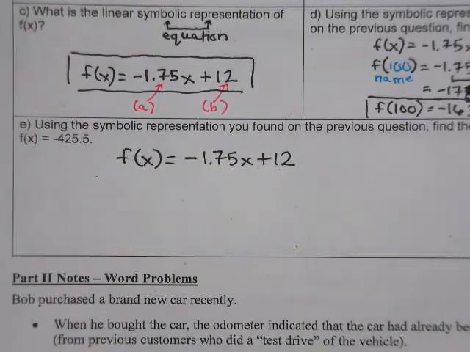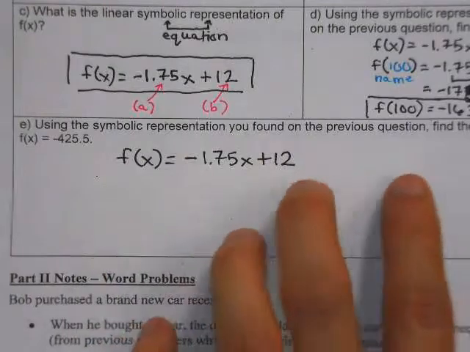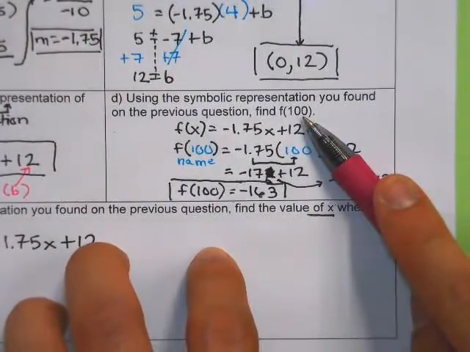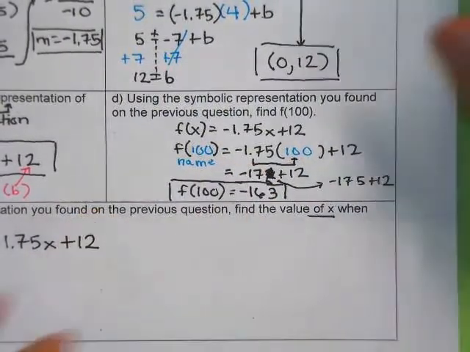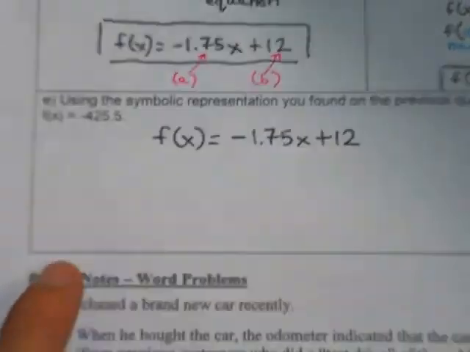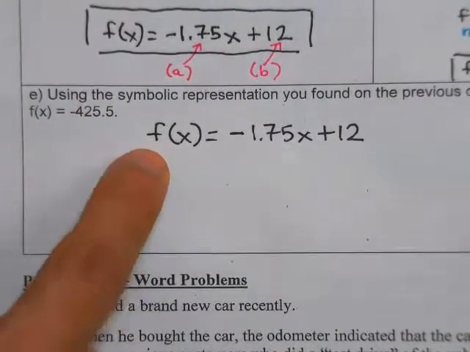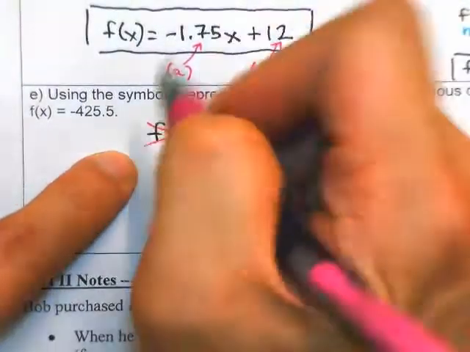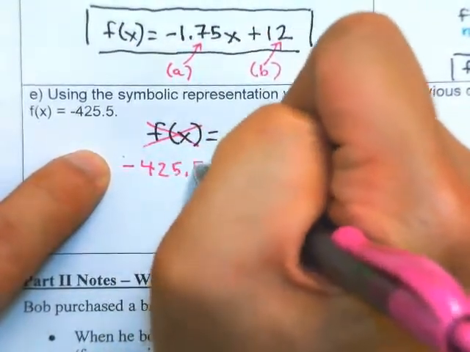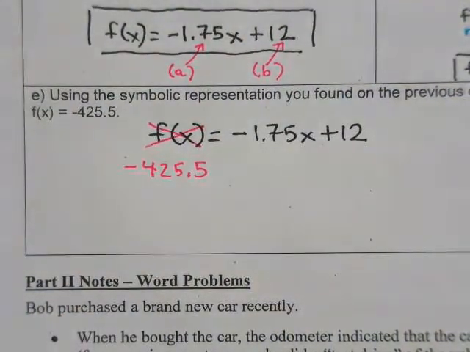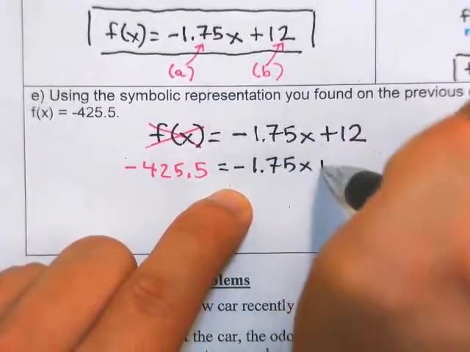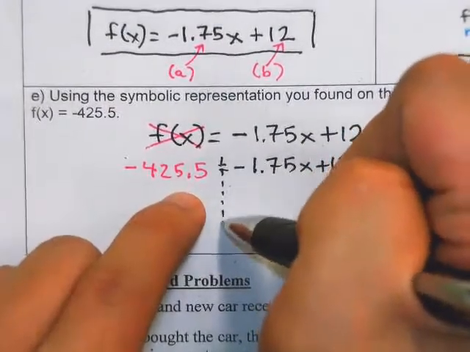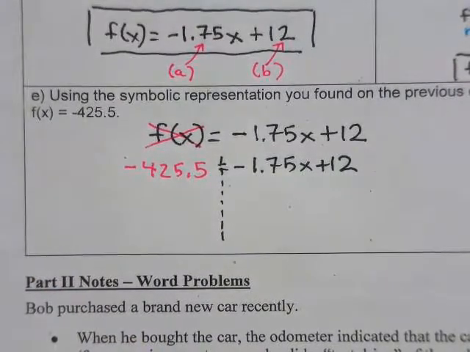This one we have to be careful of where to plug things in. On part D, we plugged in 100 for x, so we plugged it in here, and we were only doing PEMDAS on the right side. Because they told us what f of x is, negative 425.5, we're going to cross off f of x and put negative 425.5, because they're telling us that's what it is. So cross off the left side fully and plug in negative 425.5. Now, this looks like an equation that we have done the first week of school.